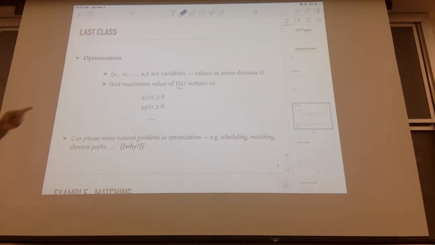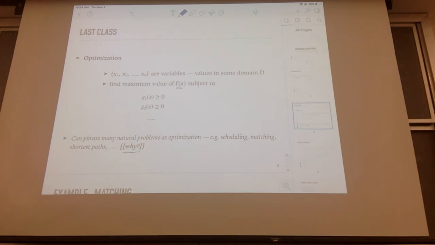We saw examples of things like scheduling, matching, shortest paths, and so on. One question that we asked was, why do we care? We know how to solve some of these problems by other means. Well, maybe there are other problems that we could express as optimization but we don't know how to solve by other means. And the other thing is that there are several techniques that people have thought about for optimization, and the hope is that we can leverage this for your problem of choice. Those are the two things we said.